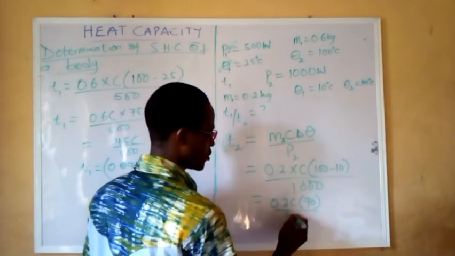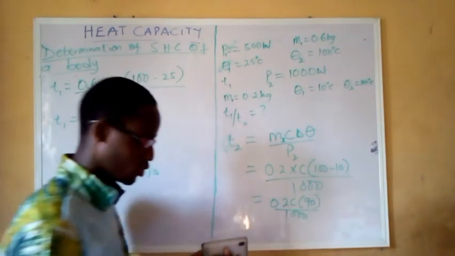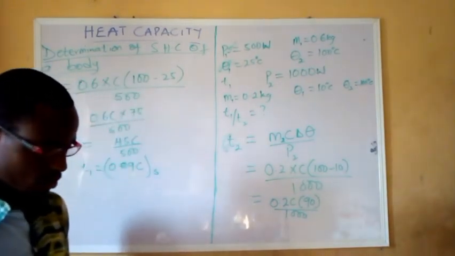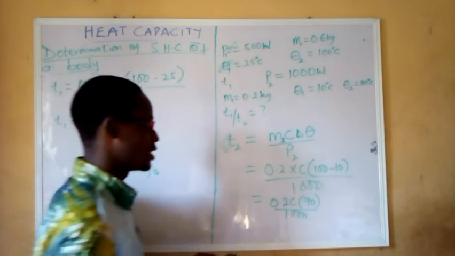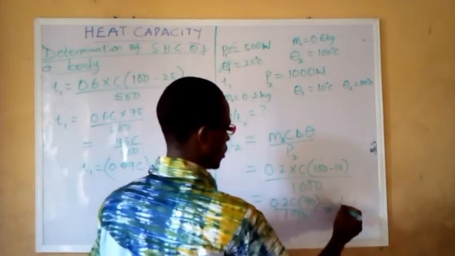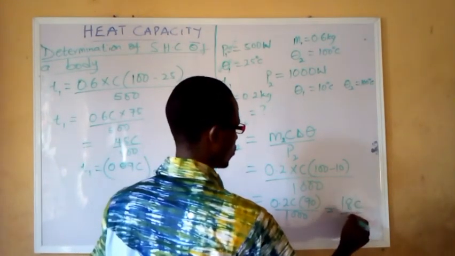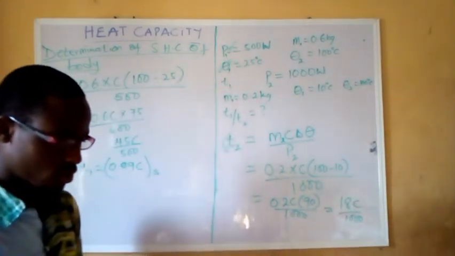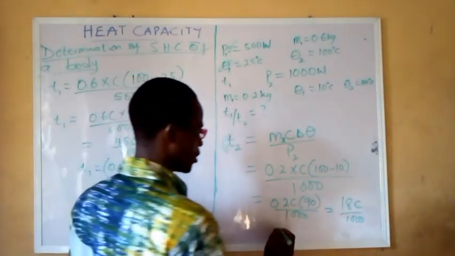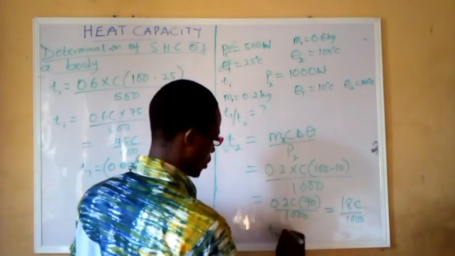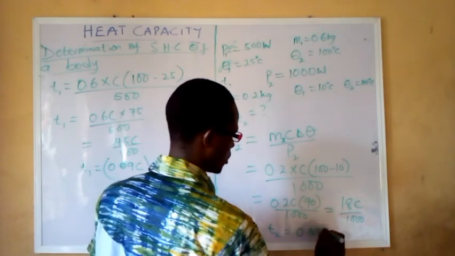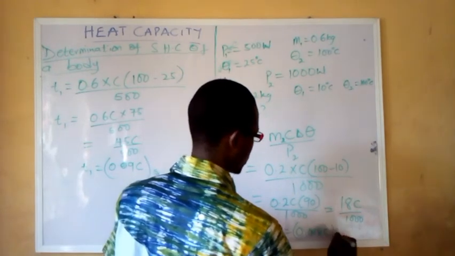all over 1000. So I'm going to have 0.2 times 90. So that gives me 18. 18C over 1000. So 18 over 1000 gives me C2 equals 0.018 C. That will be in seconds.